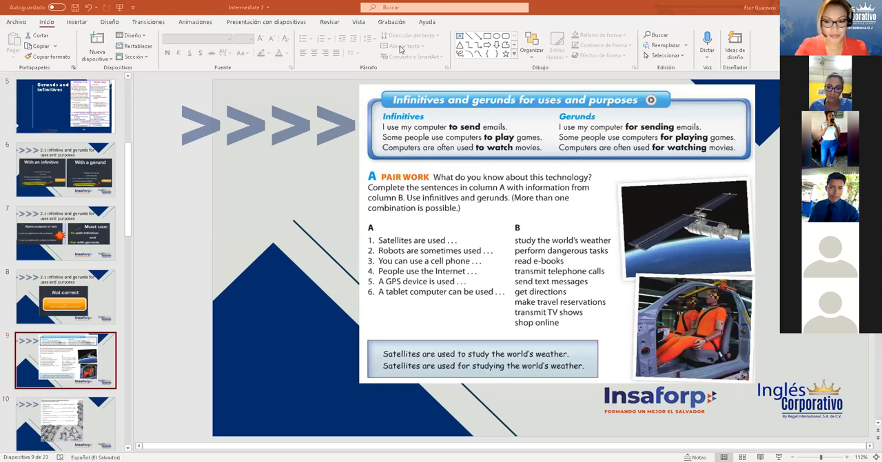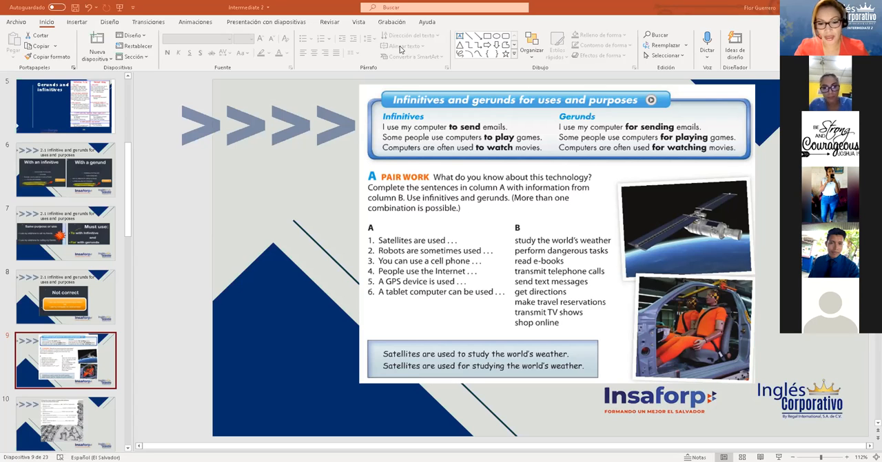For the same or for the number three? The one that you feel more comfortable, la que tenga y la que quiera compartir, that's okay. Okay. Number three, you can use a cell phone to send text messages. Okay, excellent example. Thank you so much, Maria. Thanks. Anybody else? You can use the cell phone to send text messages. Okay.